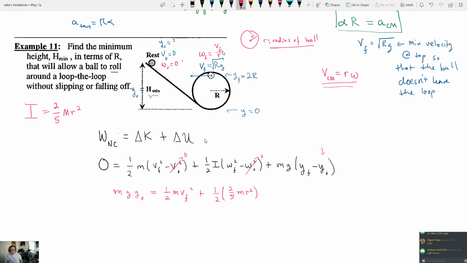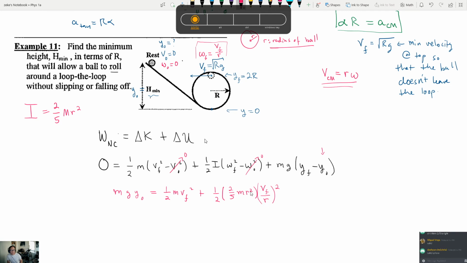But omega final is equal to v final, which is the velocity of center mass of the ball final at the top, divided by the radius of the ball squared. So basically we use that equation to replace, sorry, the omega final. And one thing that will happen when you do this is that these radiuses will cancel. The radius from the moment of inertia and the radius from the angular speed should cancel when you do that. R squared, R squared.